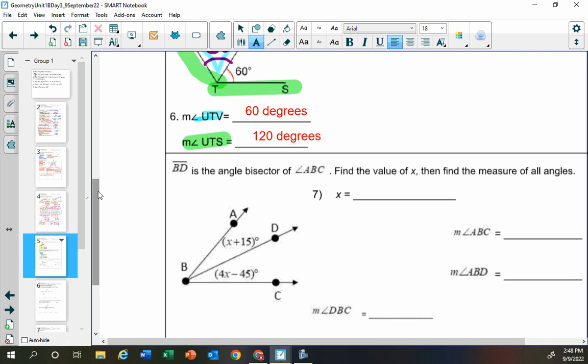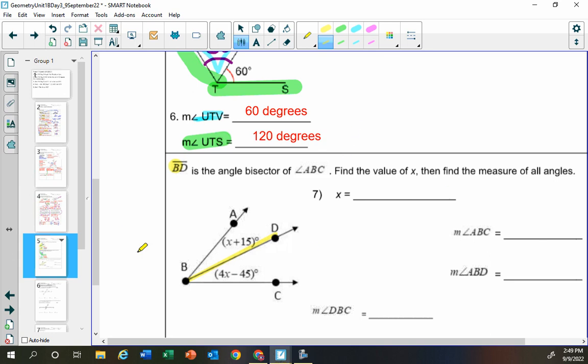This one we're going to have to do a little work, but it's going to be based on our previous two. So, BD, this line right here, is an angle bisector. What do we know about these two angles then? They don't add up to 180, but angle bisector did what? It split it in half. So what do we know about the measurement of these two angles? If it's in half, that means the two angles are the same.